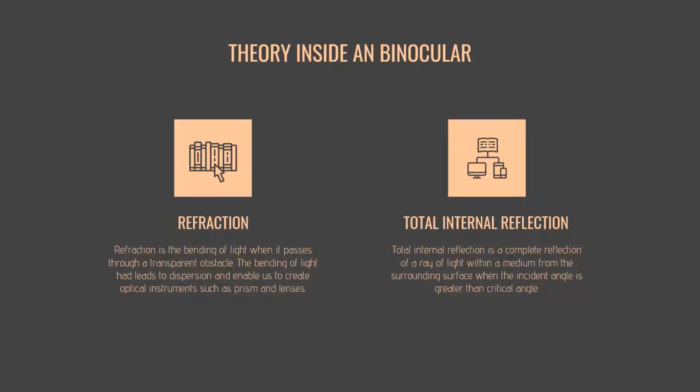And here is the theory inside a binocular. One theory is refraction. Refraction is the bending of light when it passes through a transparent obstacle. The bending of light leads to dispersion and enables us to create optical instruments such as prisms and lenses. Another theory is total internal reflection. Total internal reflection is the complete reflection of a light ray within a medium from the surrounding surface when the incident angle is greater than the critical angle.